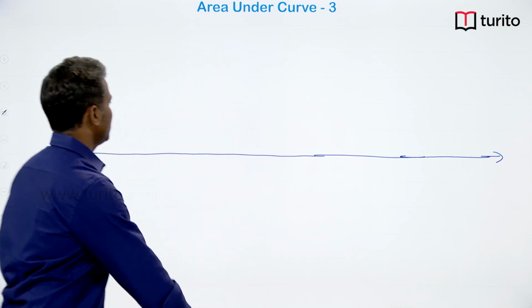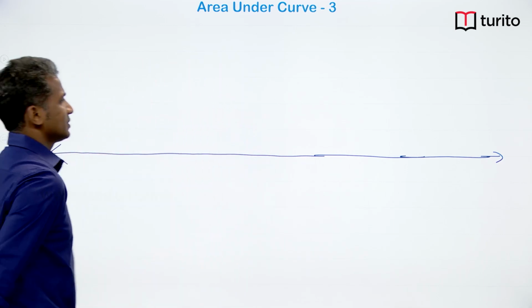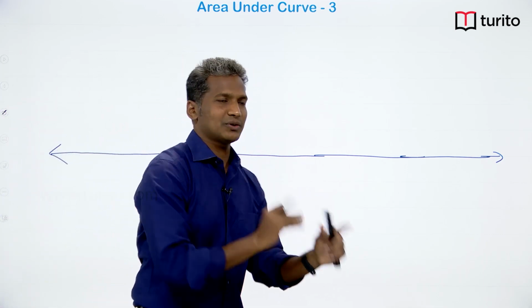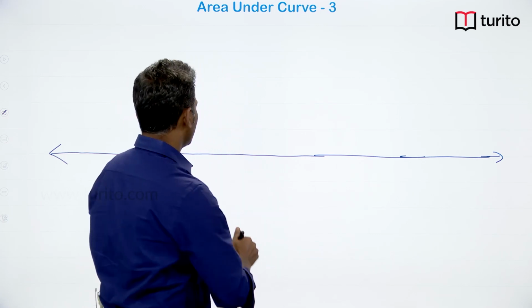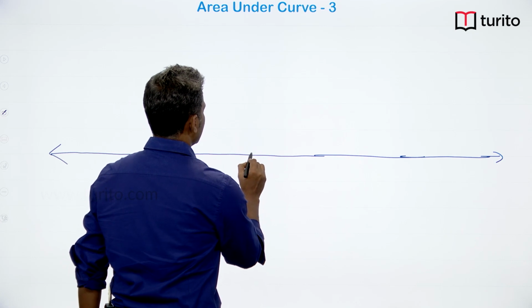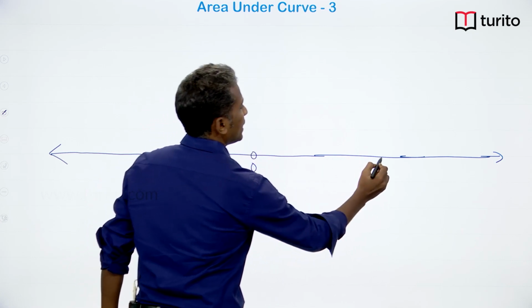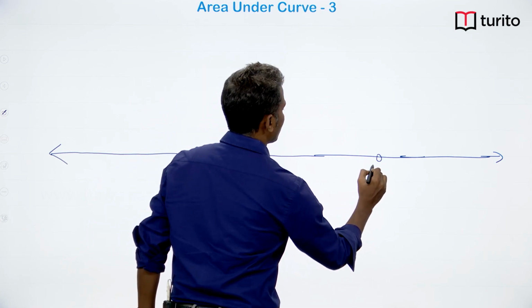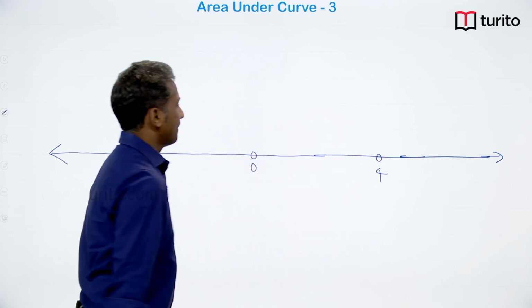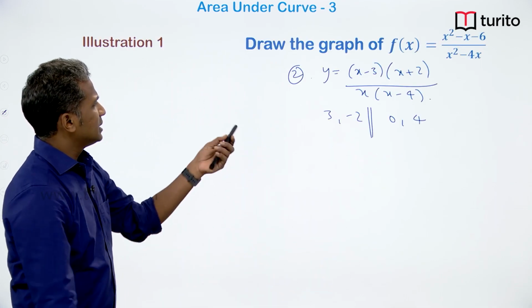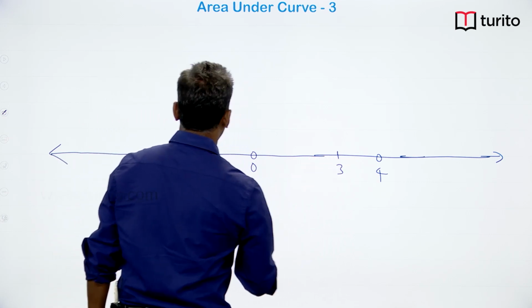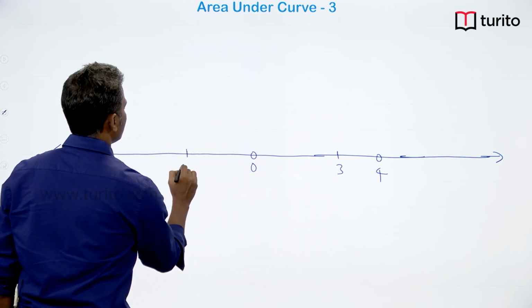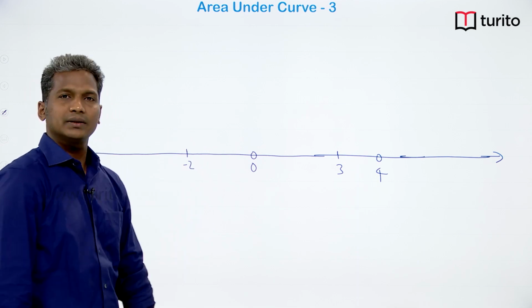Okay. So, I have drawn a very big x axis here because we have to explain the entire process. Now, what are the not defined values? 0 and 4 are the not defined values. So, let us take 0 here and 4 here. What are the roots? 3 and minus 2. So, there is one root here, 3, and there is one root here, which is minus 2, right.